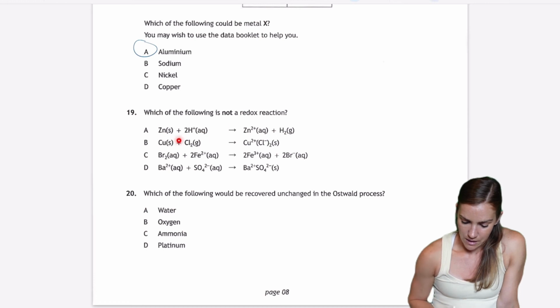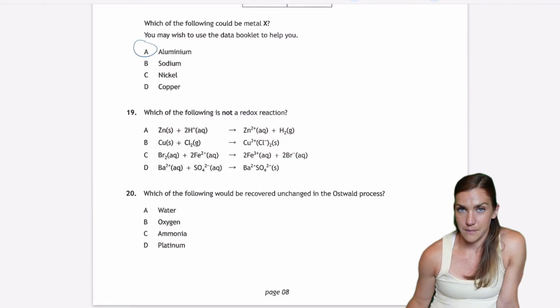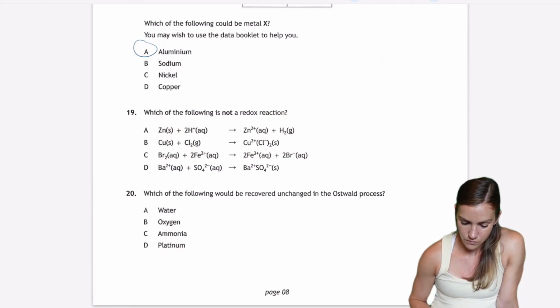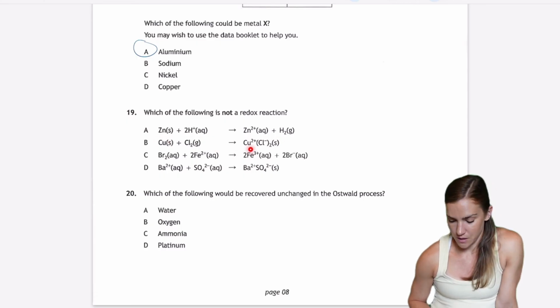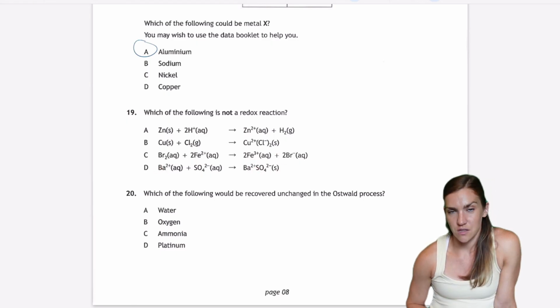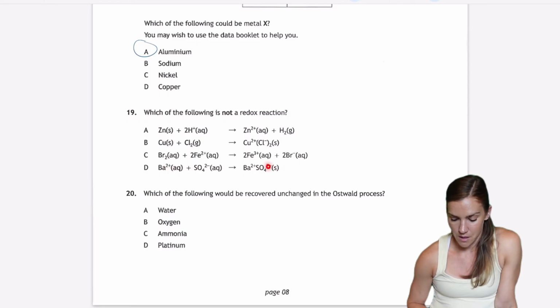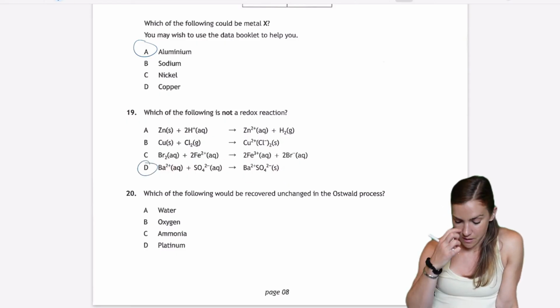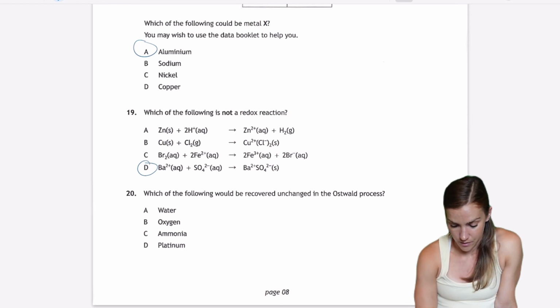So if we have a look down the answers, you can see zinc's charge has changed, so has the hydrogen ions, so that must most likely be a redox reaction. Again, in B, charges have changed. They were neutral before and now they're positive and negative ions. In C, they've changed charges as well. The iron's gone from iron 2 to iron 3. But in D, all the charges stayed the same. All that's happened is that they've changed state. They've gone from being aqueous ions to forming a solid. So that's actually a precipitation reaction that's happened there, not a redox one.